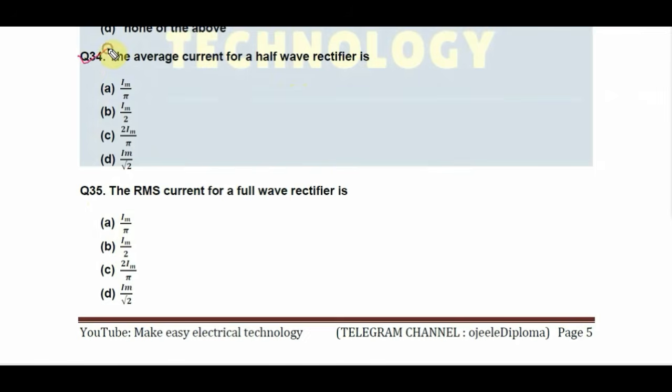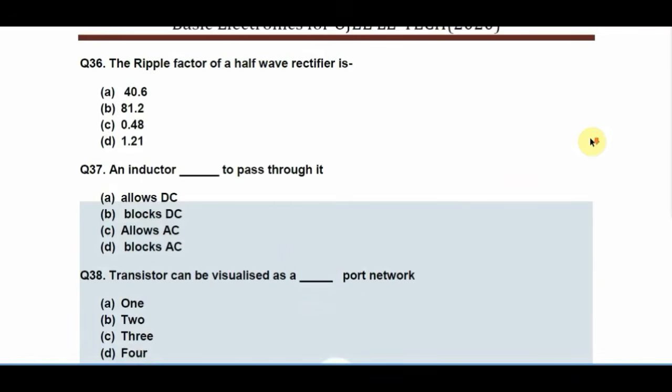In the next question, the average current for a half-wave rectifier is I max by pi. Option A is the correct answer. In the next question, the RMS current for a full wave rectifier is I max by root 2. Option D is the correct answer. In the next question, the ripple factor of a half-wave rectifier is 1.21. Option D is the correct answer.